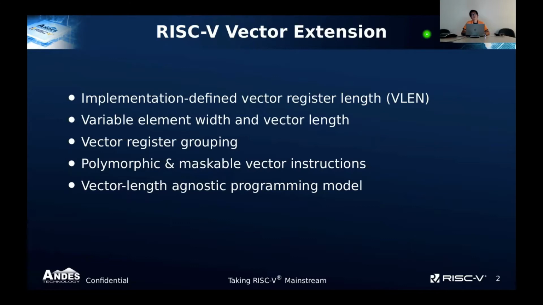All vector instructions are defined as polymorphic, which means that they can operate on data types of different widths, and almost all vector instructions in RISC-V can be maskable. It also has a programming model that's agnostic to the vector length. So if you have the same vector binary, you can run it on different vector cores with different VLEN choices.